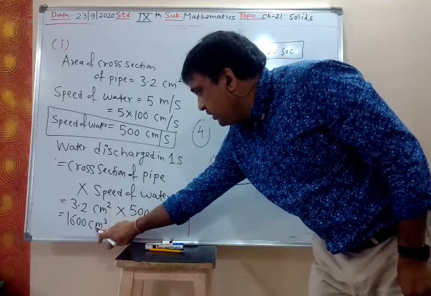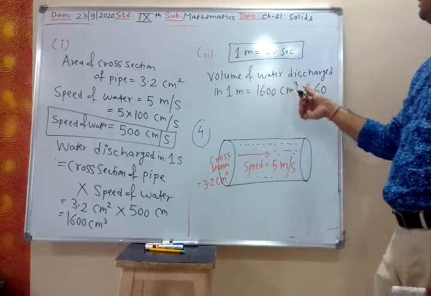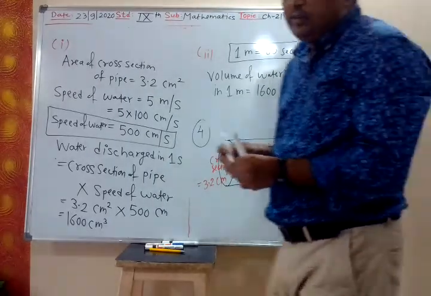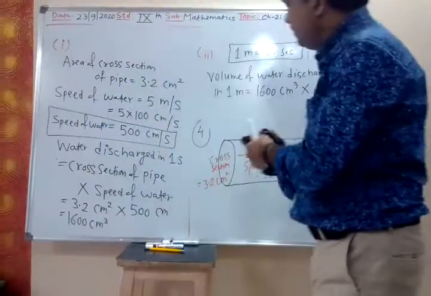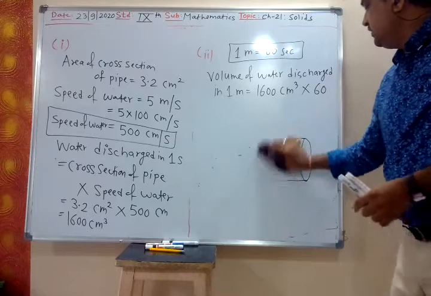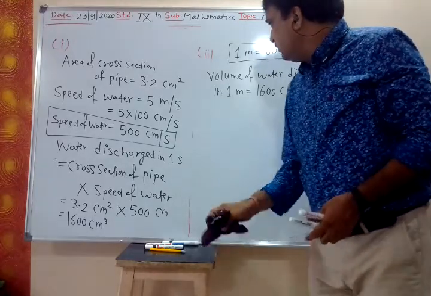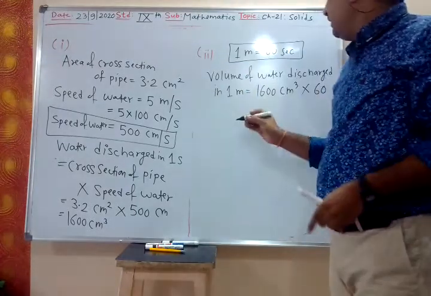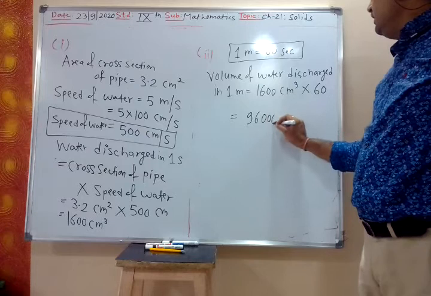1600 centimeter cube of water is there in 1 second. So in 60 seconds how much water, multiplied by 60? So calculate that. 96,000. Yes. So that is 96,000 centimeter cube. So volume of water in 1 minute is 96,000 centimeter cube.